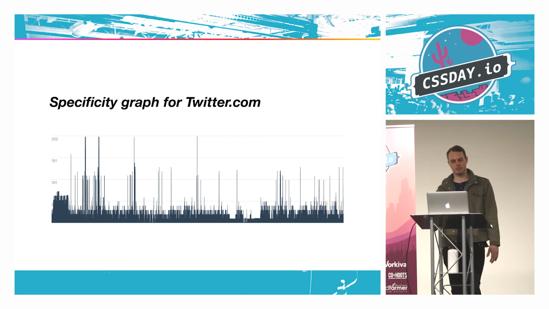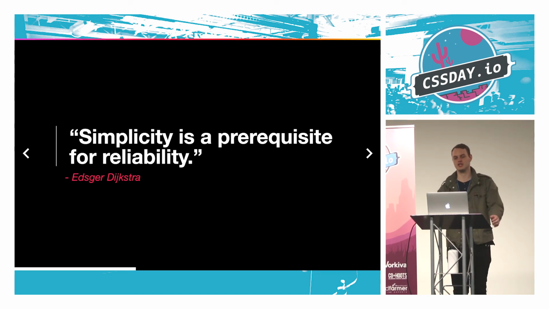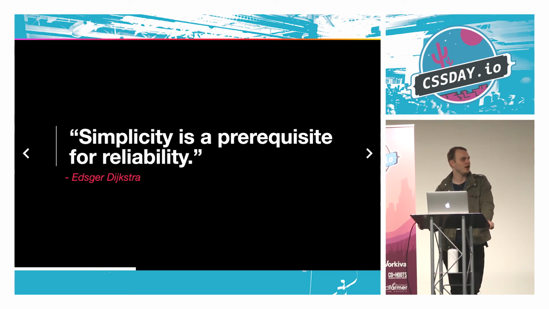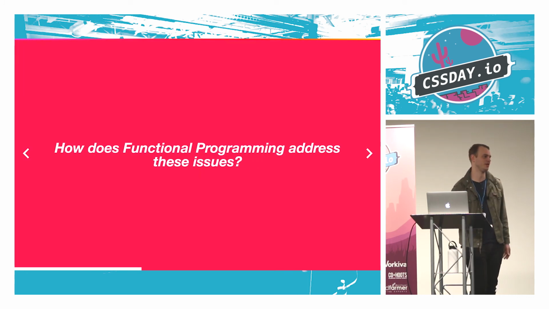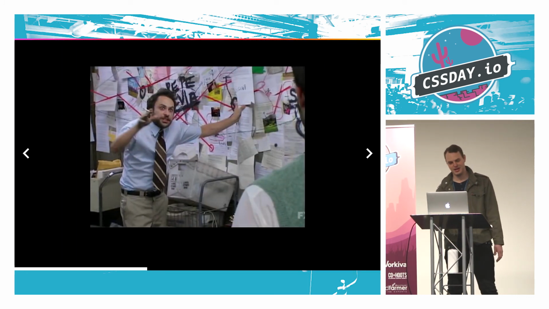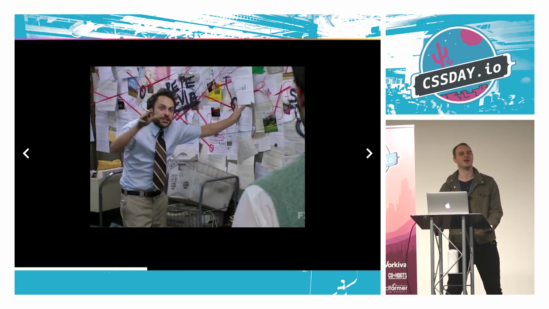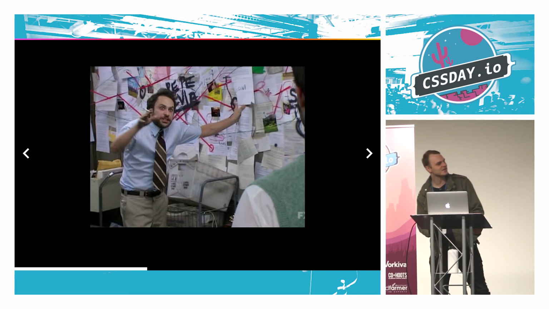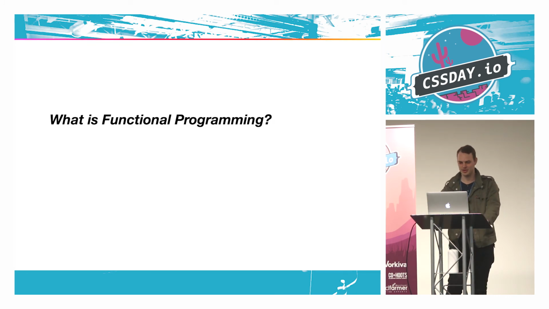So this is a great programming quote. Simplicity is a prerequisite for reliability. So this really addresses problem number 1 and problem number 2. If we get simplicity, then we also, as a byproduct, tend to get reliability. So how does functional programming address some of these issues? And so I feel a little bit like Charlie Day right now, bringing up a lot of JavaScript at a CSS conference, but let's roll with it.